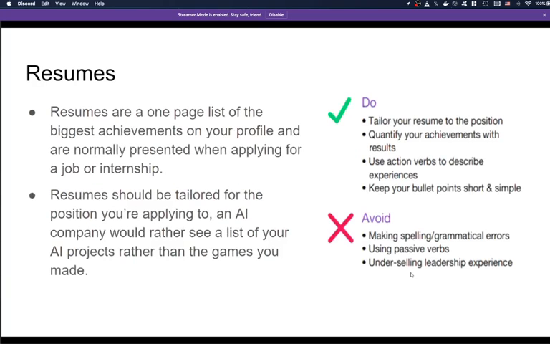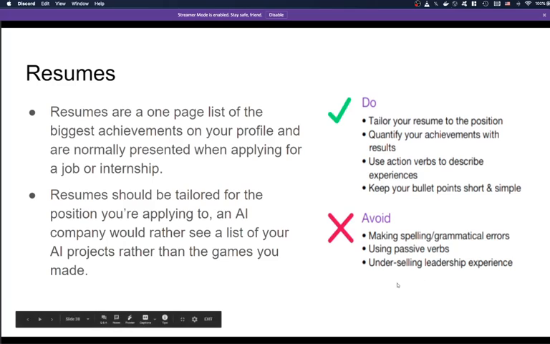So first, let's talk about resumes. Resumes are a one-page list of your biggest achievements of your profile, and they're normally presented when applying for jobs or internships. Resumes should be tailored. I said this already. And over here, this is the do and avoid list that the college provides us as advice for making resumes. It's all pretty obvious. Tailor your resume to the position. Avoid making spelling mistakes, avoid using passive verbs, and avoid underselling leadership experience.